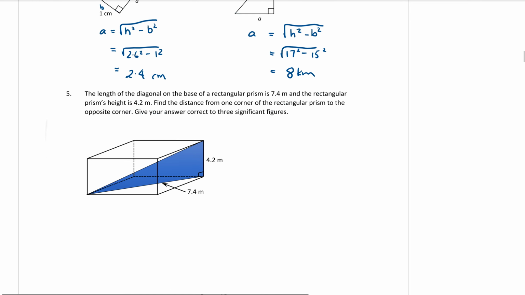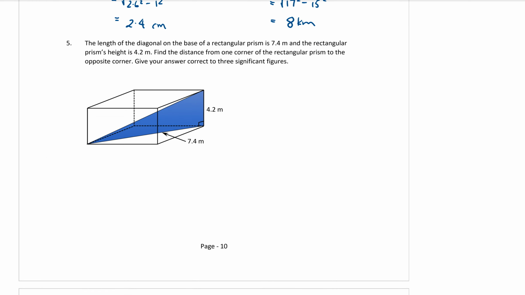Question 5 is just to show you a harder version of Pythagoras' theorem. This is Pythagoras in 3D, basically. It says the length of the diagonal of the base of the rectangular prism is 7.4. That's where that arrow is pointing down there. And the rectangular prism's height is 4.2. Find the distance from one corner of the rectangular prism to the opposite corner, giving your answer to 3 significant figures. You've already got the right angle triangle, it's just that it's kind of sloping through that rectangular prism.